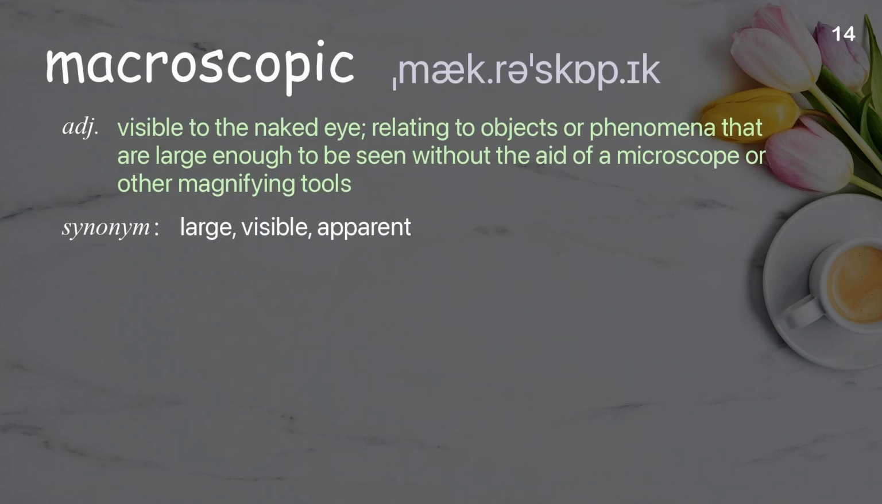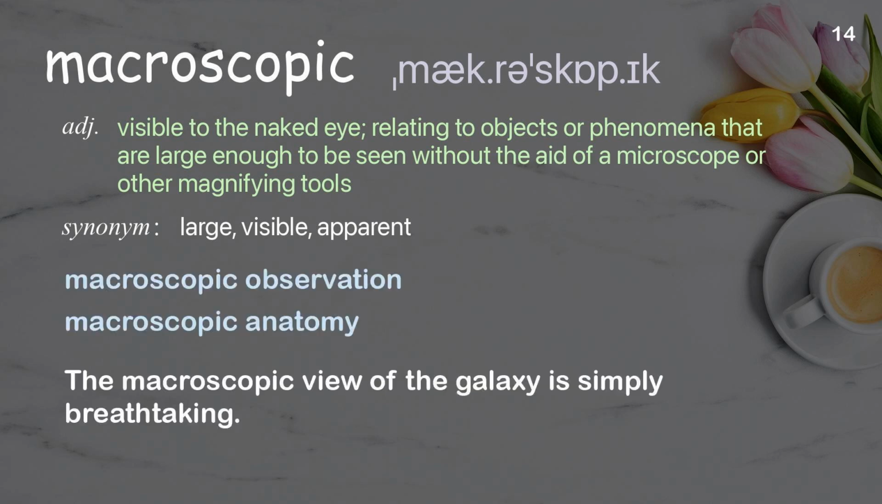Macroscopic. Visible to the naked eye, relating to objects or phenomena that are large enough to be seen without the aid of a microscope or other magnifying tools. Examples: Macroscopic observation, macroscopic anatomy. The macroscopic view of the galaxy is simply breathtaking.